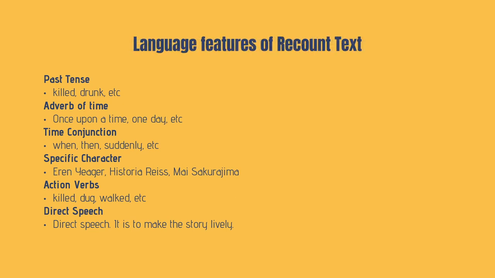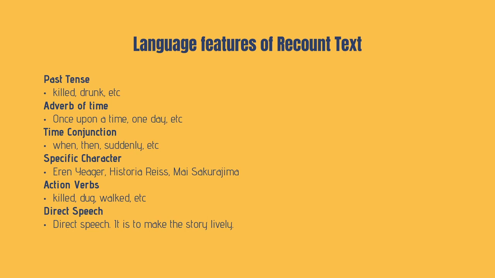Language features of recount text. Past tense. Example: killed, drunk, and many more. Adverb of time. Once upon a time, one day, and more. Once again, that is the example. I forgot to say it. Time conjunction. Example: when, then, suddenly, and many more.